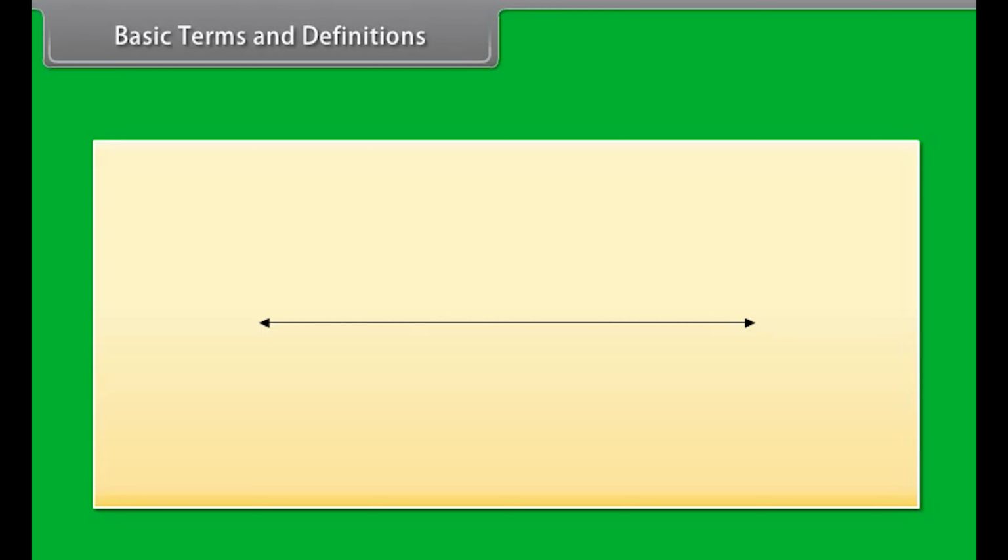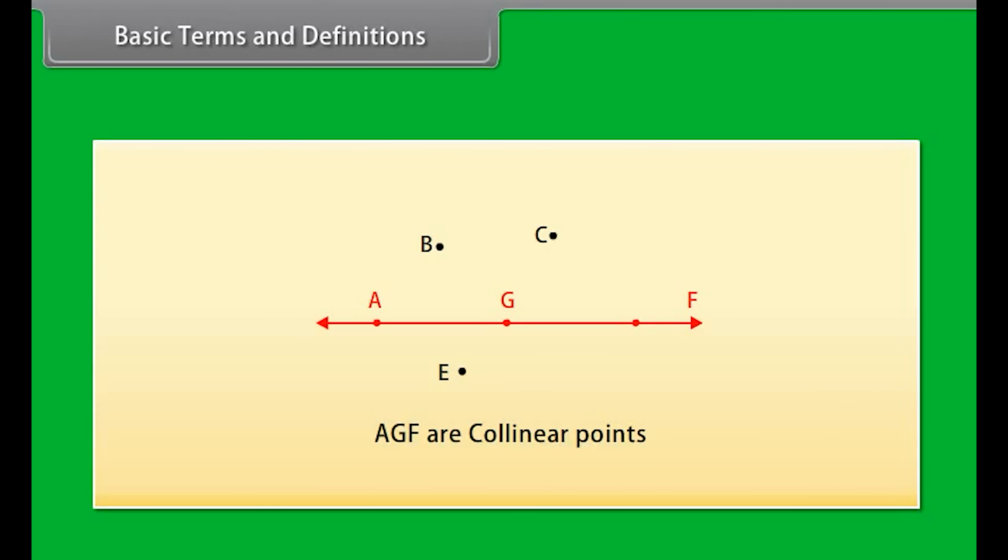Basic terms and definitions. We know that a part or portion of a line with 2 endpoints is called a line segment. The line segment AB is denoted by this symbol. A part of a line with 1 endpoint is called a ray. The ray AB is denoted by this symbol. And the line is denoted by this symbol. We also know that if 3 or more points lie on the same line, they are called collinear points. Here A, G, F are called collinear points. And points B, C and E are called non-collinear points.